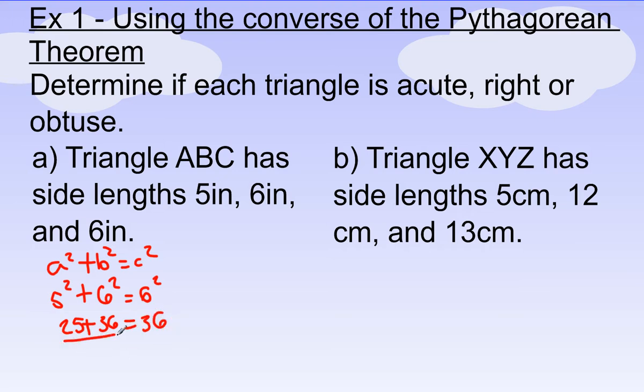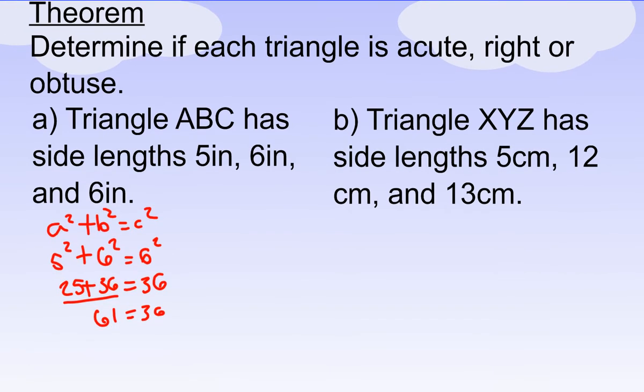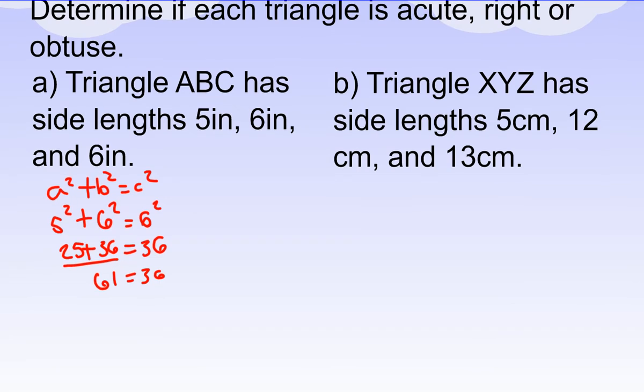And this adds together to give me 61 equals 36. So first thing you should say is, no, that did not work out, Mr. Henry. That did not give me a right triangle, because if it was a right triangle, a squared plus b squared should equal c squared. These are not equal. So this is not a right triangle.